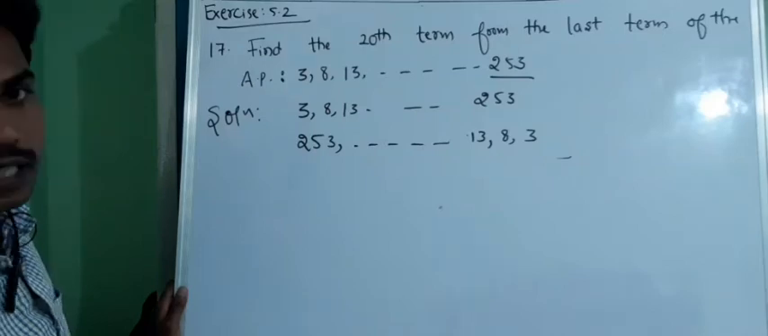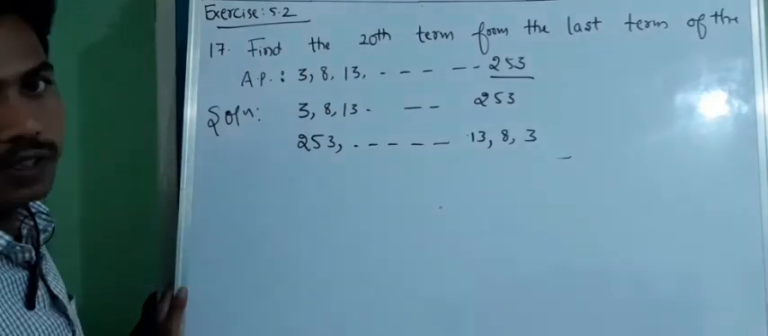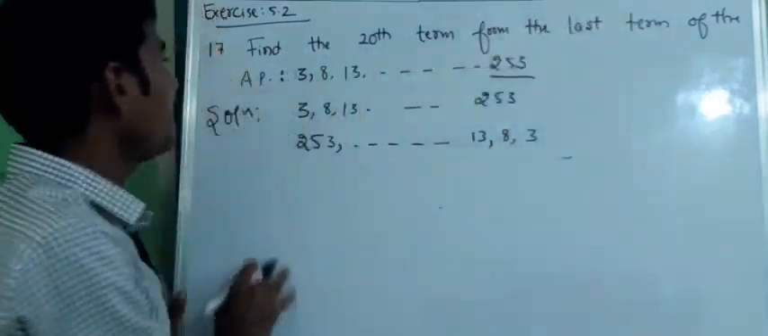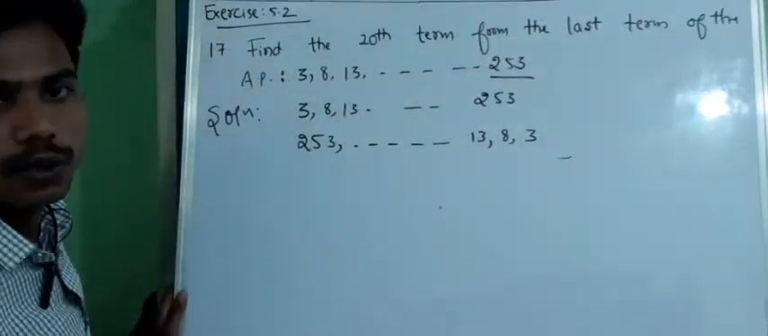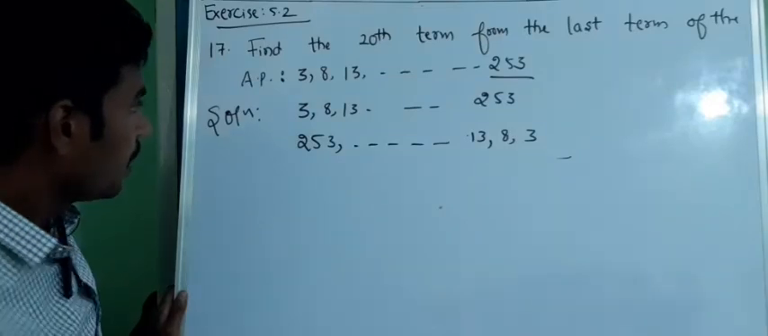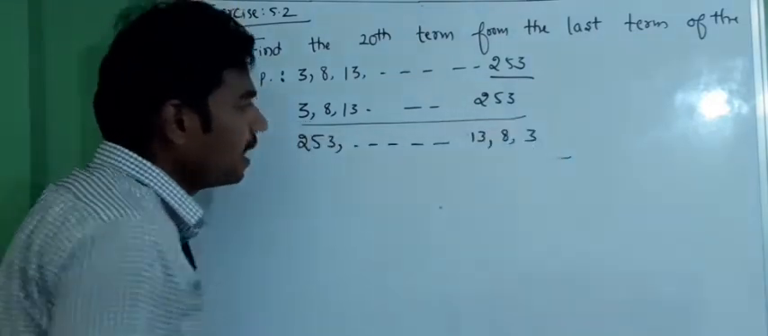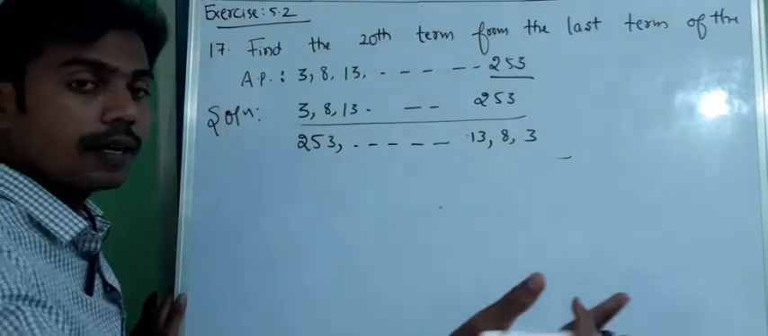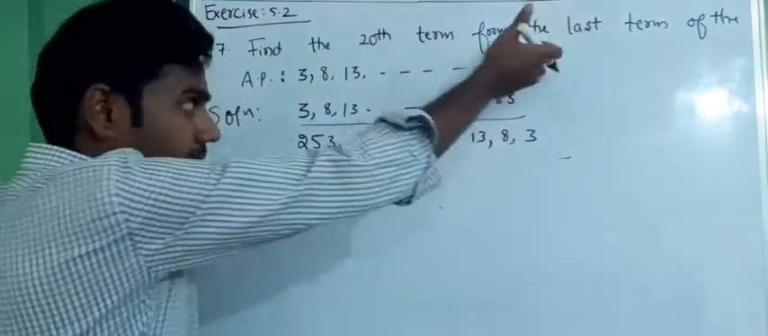Students, we will continue with exercise 5.2. That is the 17th question. Find the 20th term from the last term of the AP, that is 3, 8, 13, ..., 253. Now, this is the given series. What has been asked of us to calculate? We need to calculate the 20th term from the last end.